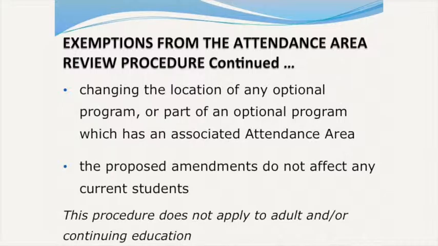And any proposed amendments that do not affect any current students. So if there's no students involved, we can make an attendance area adjustment without having to go through this process. And this has a lot to do with new subdivisions and new development, where there's nobody there yet. We want to put that attendance area out of this school and move it over to this school before anybody shows up at the site. This procedure does not apply to adult or continuing education facilities.